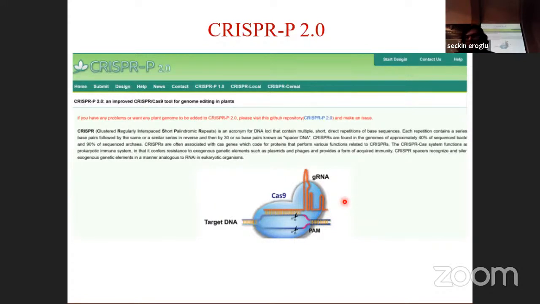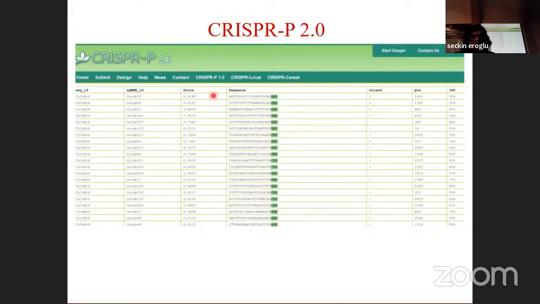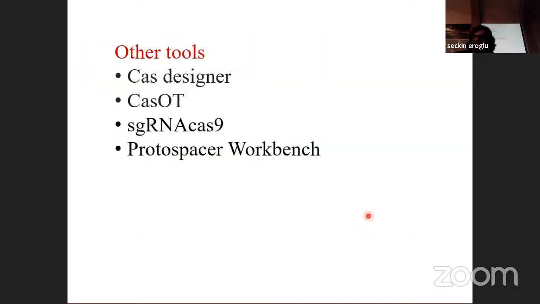This is another tool which is called CRISPR-P 2. This is again very widely used. You give your input and it will provide you the guide RNA along with the PAM sequence, and then it will tell you the GC ratio and other details. Up till now, these are the different tools which you can use. Designing is not very difficult. It is basically the selection of the best guide RNA that can be utilized, and that is done by making sure that it does not have off-target effects.